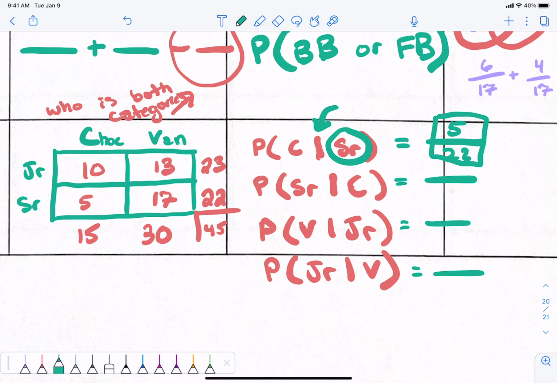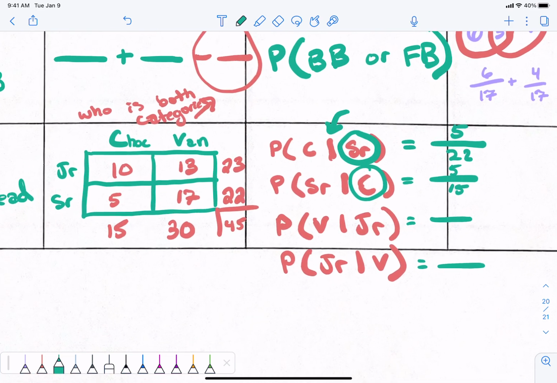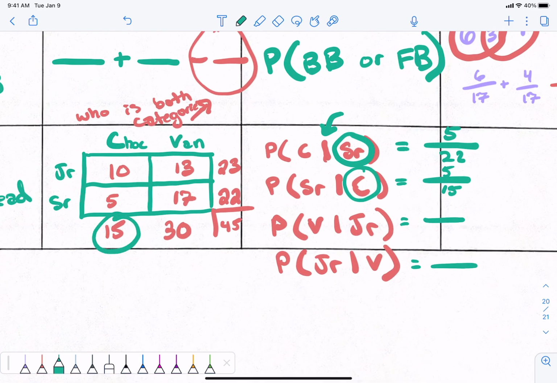Now if I flip them around, does it become 22 over 5? No. We're only looking at the chocolate people now. There are 15 chocolate people, and how many of those are seniors? Only 5. So it's 5 out of 15, because of the chocolate people, only 5 of them are seniors.